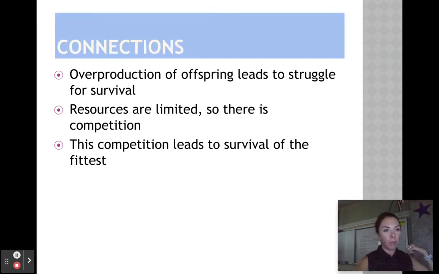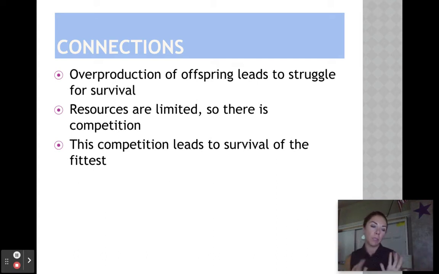Some other things must happen. The connection to natural selection is that there has to be some type of struggle to survive because of overproduction. If there are a lot of offspring and a limited amount of food, the animals best fit to get that food are going to survive. If there is no competition, then it doesn't matter if I have a favorable trait. If there is an abundance of food, space, sunlight, and water, then I don't see natural selection occurring. There has to be some type of struggle to survive that would make a trait favorable.